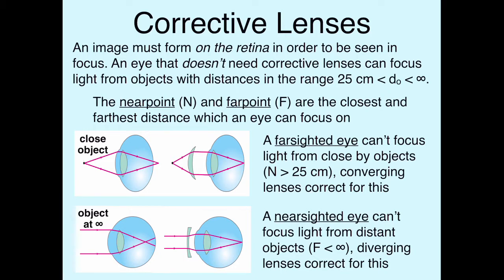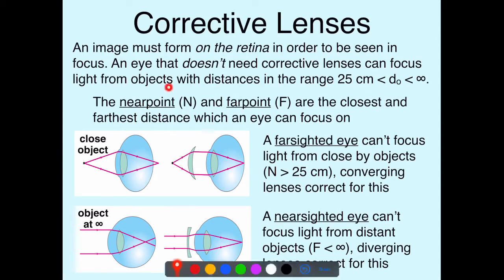So if you don't need corrective lenses, then your eye is capable of focusing light from a really large range of distances. So a normal eye, one that doesn't need corrective lenses, is capable of focusing light from objects with a distance D_O as small as 25 centimeters, and then out all the way to infinity. Okay, so these are what we call, by the way, the near point and the far point of your eye.